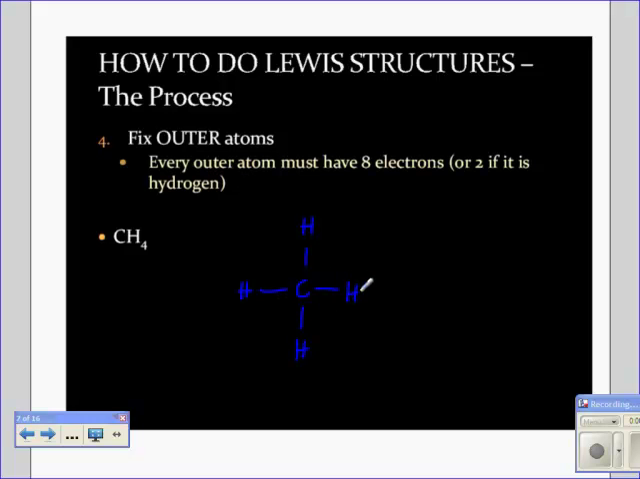That's step 4. Make sure you're writing these steps down. So I would fix the outer ones. Hydrogen wants 2, and it's got a bond, so it has 2. So that one's good, that one's good, that one's good, that one's good. There is no fix for an outer atom this time.